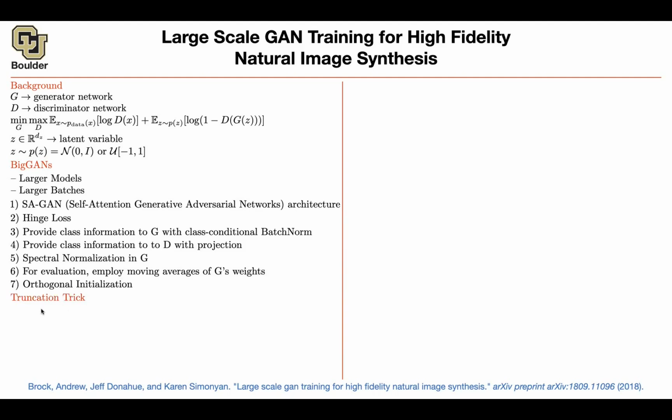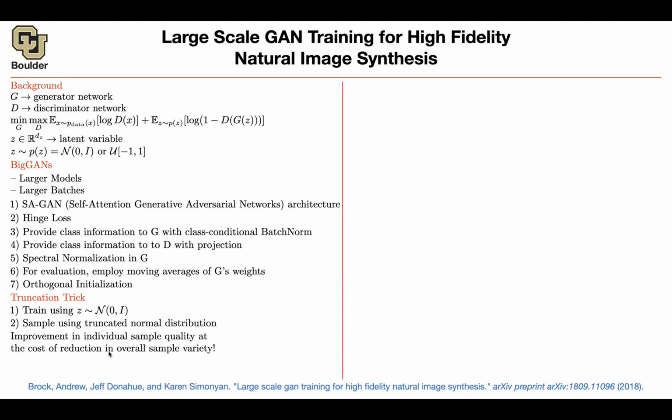There is another trick, the truncation trick, that is going to help you generate images that look more realistic. What is the trick? You can train using Z's that are sampled from normal. But then in generation, in production actually, you're going to truncate your normal distribution to be in an interval. We sample from truncated normal. What are the trade-offs? This is going to improve individual sample quality. So the quality of your images is going to improve, but there is a cost to it. You're going to reduce the variety of the images that you're going to see.